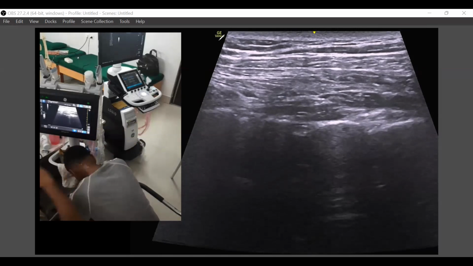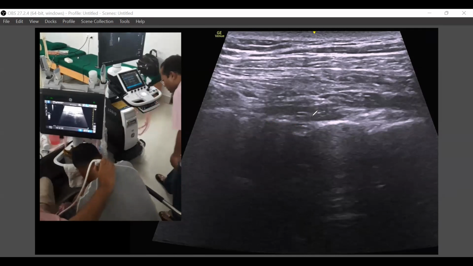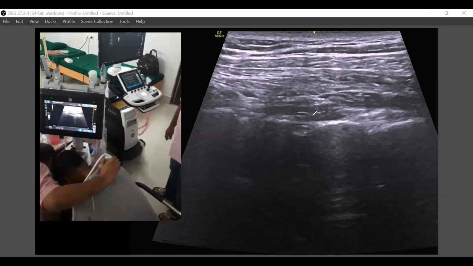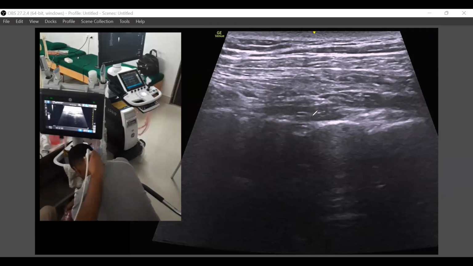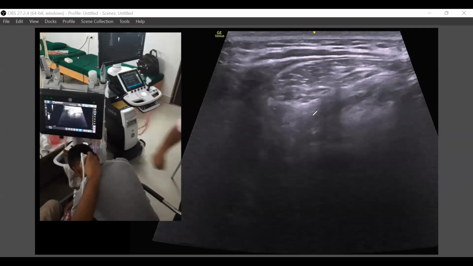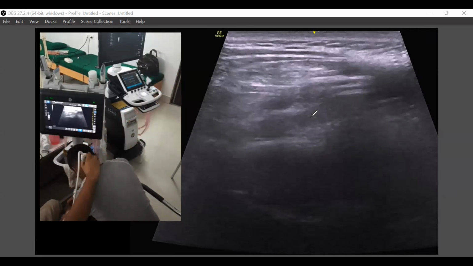So you can see again the lamina, and in between the two lamina, you can see the ligamentum flavum and the posterior dura. And now I'm holding the probe in the short axis, transverse axis.